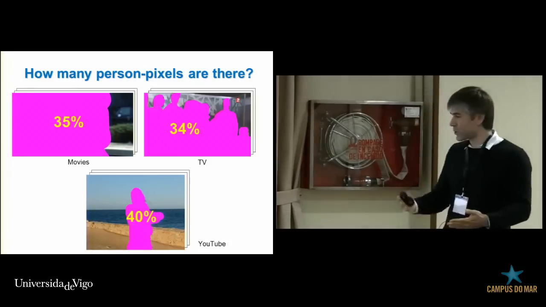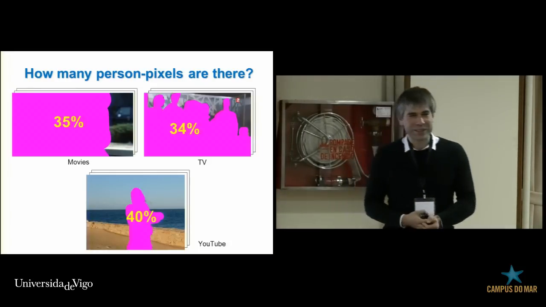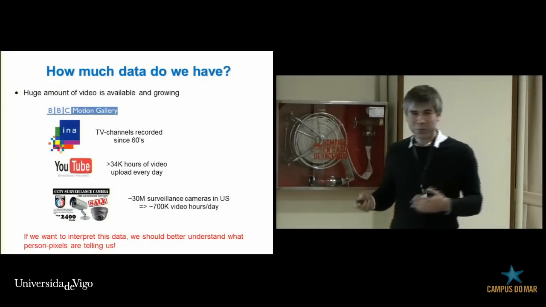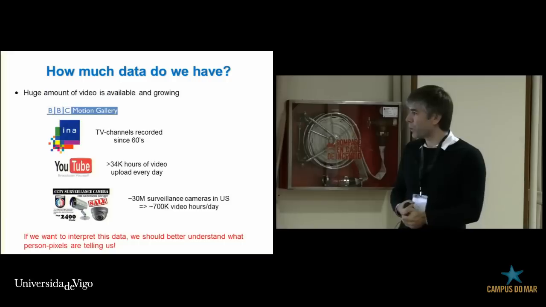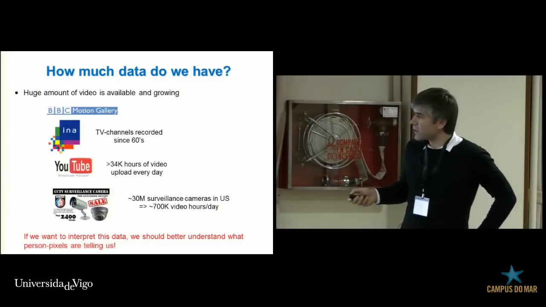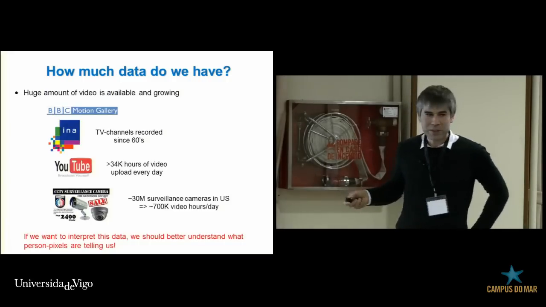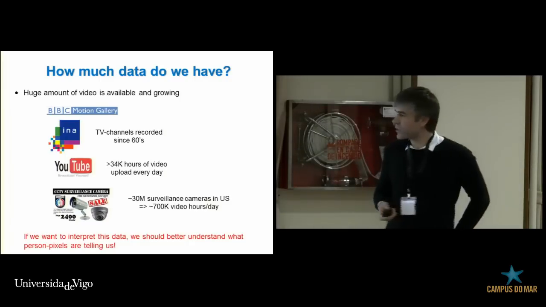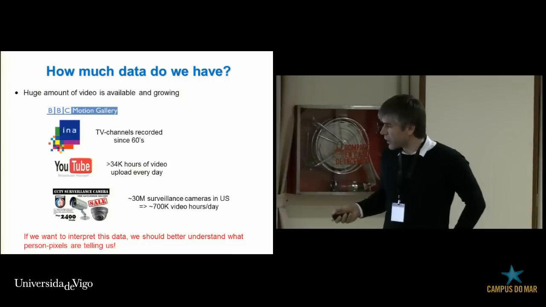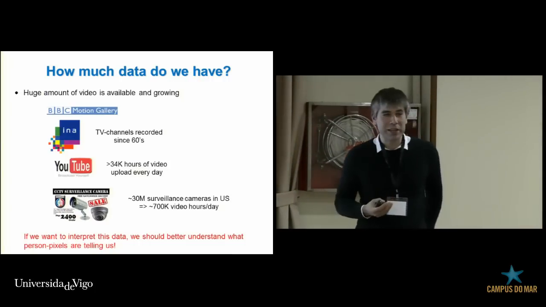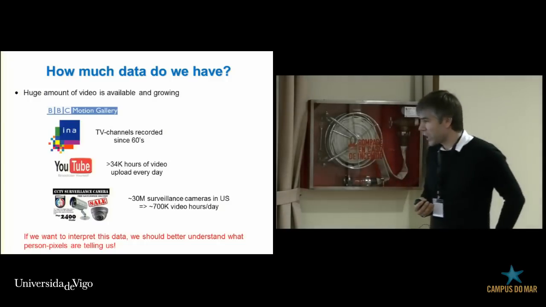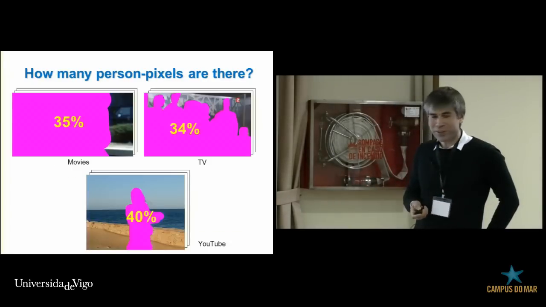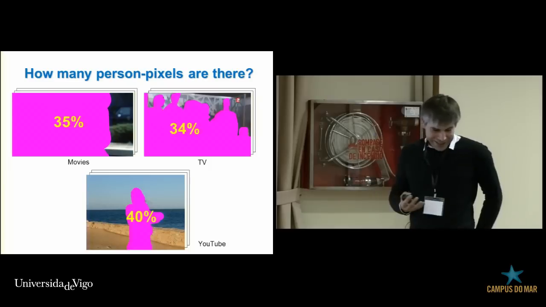So what this says motivates our research where we look at people, because if you want to analyze all this data, we have another argument, that we have lots of data currently. It comes from professional archives. So this is BBC, this is INA, the French equivalent of BBC. They record TV programs since, I don't know, the 60s, so they have lots of material. But YouTube obviously is even bigger, and surveillance, if one just accumulates all surveillance data, this is huge amounts which nobody can watch. So if you want to interpret this data, we obviously want to understand what the person pixels are doing.